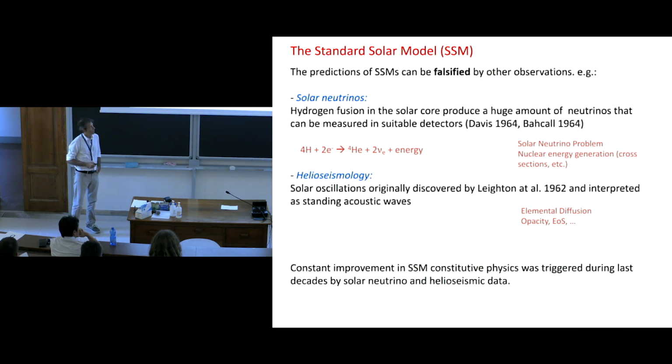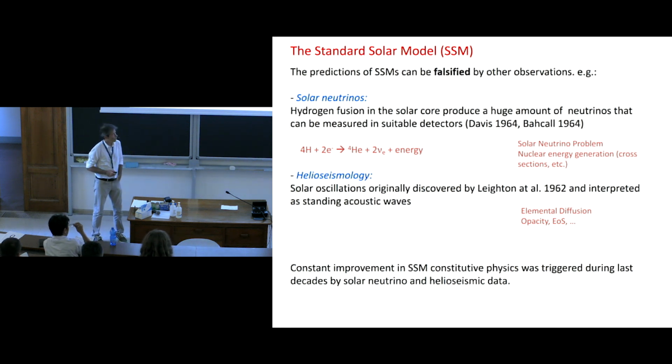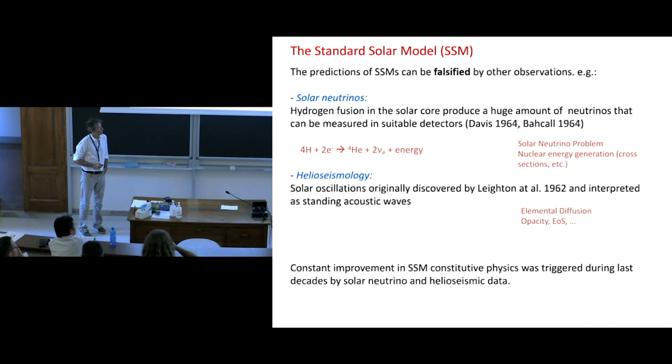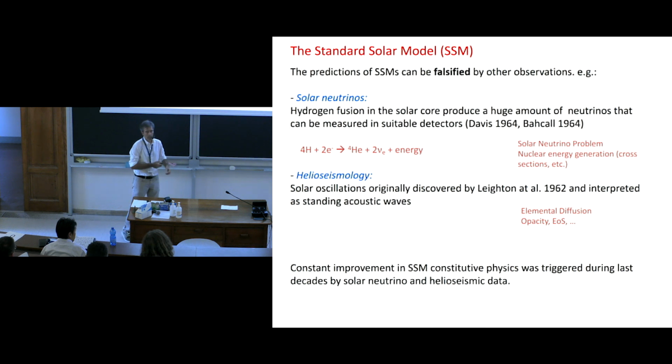And this implies that we can falsify the predictions of the standard solar model by other independent observations, like, for example, the determination of the solar neutrino fluxes, the flux of neutrinos which are produced by hydrogen burning in the core of the sun, or by looking at the helioseismic properties of the sun. And indeed, through this kind of comparison with observational data, there was a constant improvement in the construction of the standard solar model, mainly triggered by the improvement in the constitutive physics during the last decades, which was due to the continuous comparison with solar neutrino and helioseismic data.